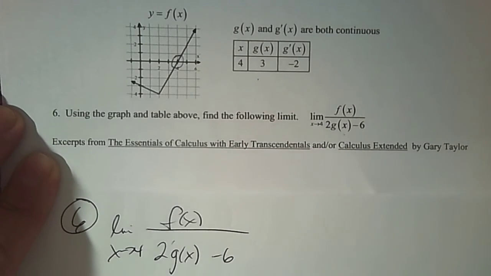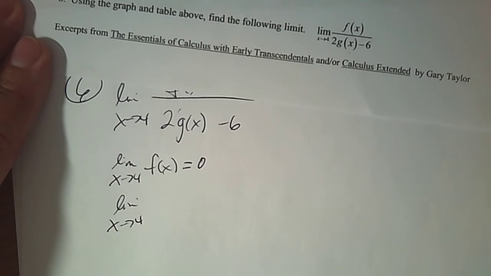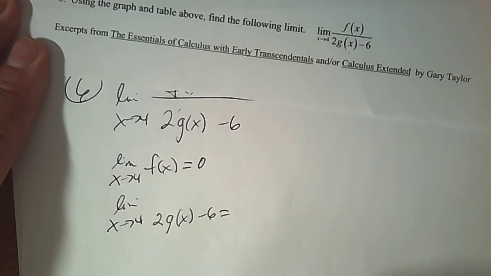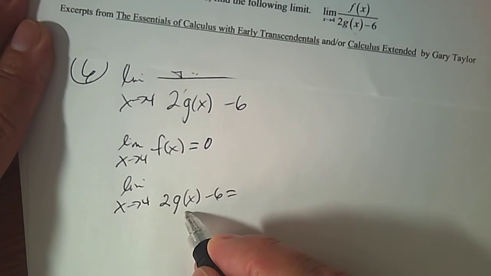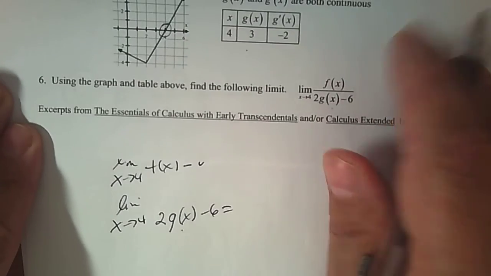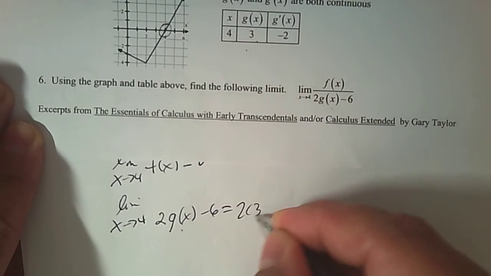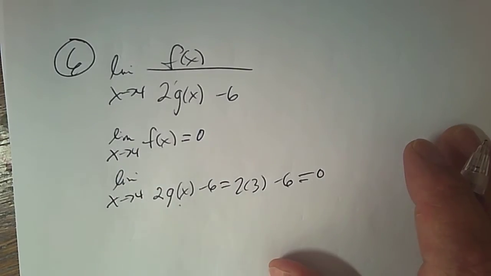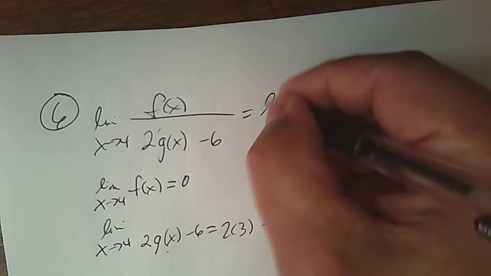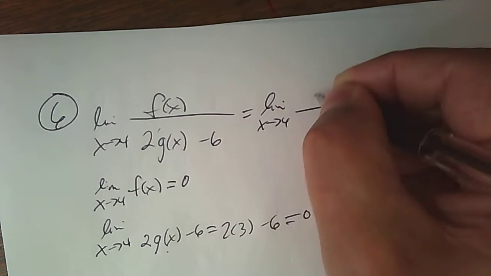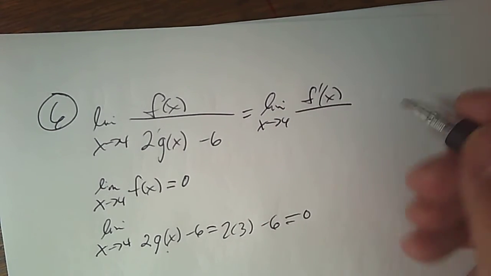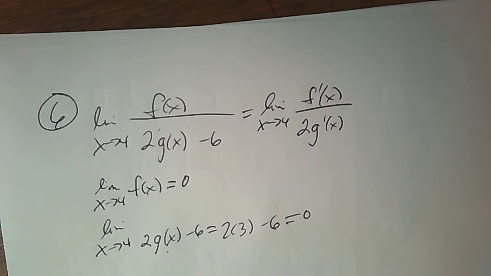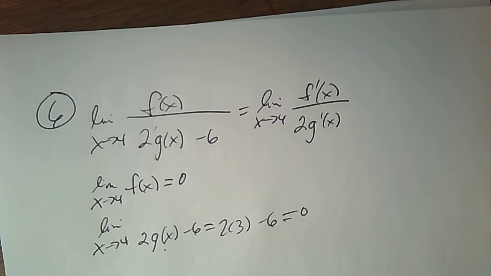Here we're going to do the same thing with the denominator. What's the limit as x approaches 4 in the denominator? If I just plug in 4, what's the value of g at 4? Look off the charts, and g at 4 is equal to 3, so it's 2 times 3. So that's 6 take away 6, so that's 0. So what you notice is that it's indeterminate. So we're going to use L'Hopital's rule. So we're going to take the derivative of the numerator. Now, the derivative of 2 times g at x is 2g prime at x, and the derivative of negative 6 is just 0.